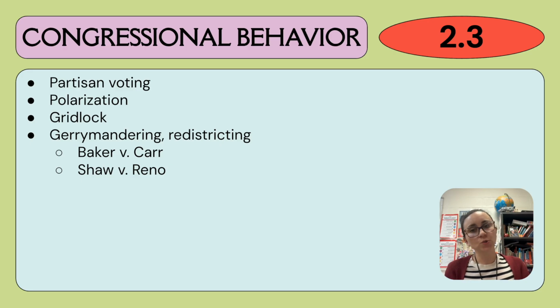But they are redistricting and redrawing election maps in order to strategically advantage one party or the other or one group. Baker v. Carr ruled that the federal government can rule on cases related to gerrymandering. And then Shaw v. Reno ruled that racial gerrymandering, which is gerrymandering that is supposed to favor one racial group or another, is unconstitutional and a violation of a lot of different clauses in the Constitution, mostly due process and equal protection. But we will talk more about those in class.